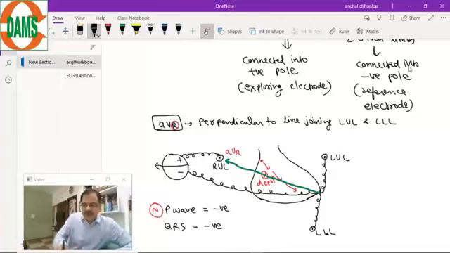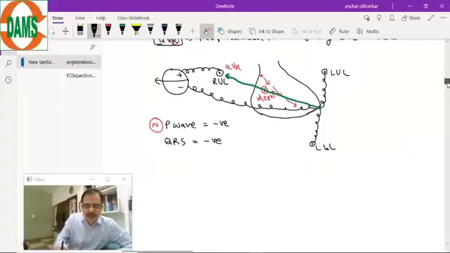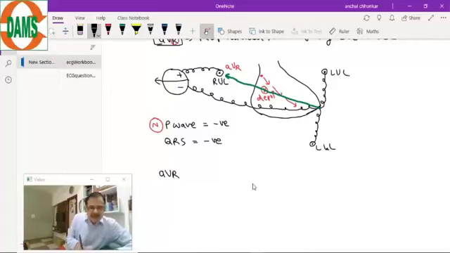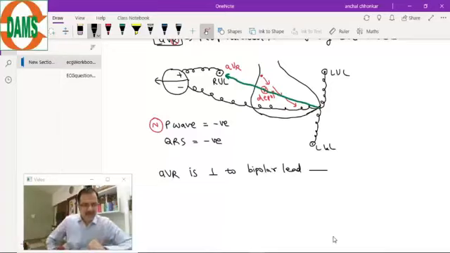Now, the next conceptual question from my side to you is, lead AVR is perpendicular to which bipolar lead? AVR is perpendicular to which bipolar lead? Yes, very good, it will be perpendicular to lead 3.